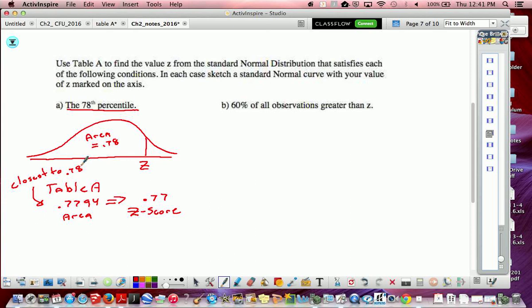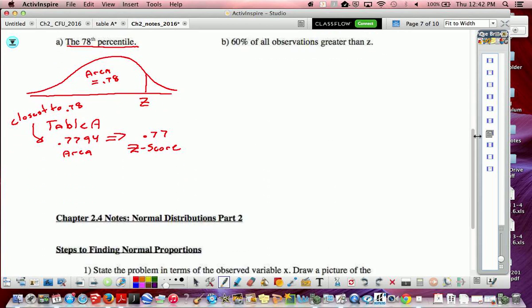Now, here's the nice thing again about our technology and our calculators. On your calculators, you actually have a function, and it's in your notes on the previous page. I'm just going to summarize it here. And how it goes is this: inverse norm of an area will equal a z-score.